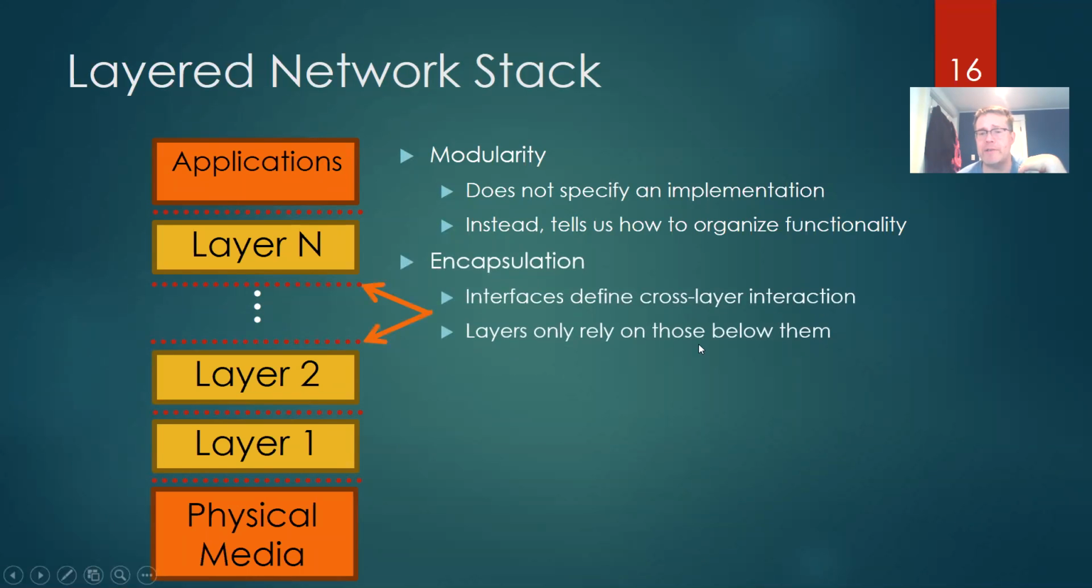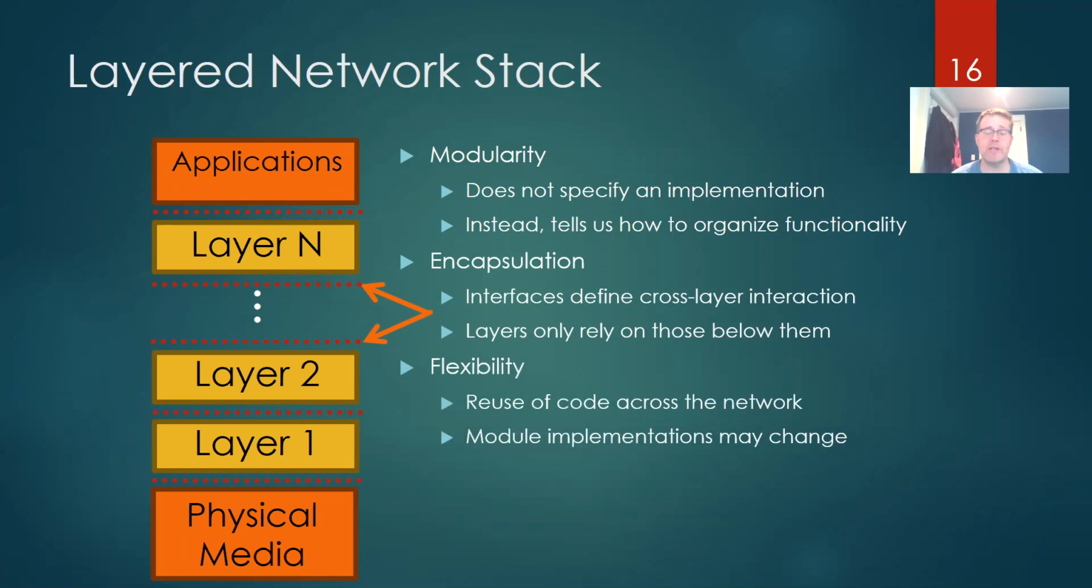So the interfaces define these cross-layer interactions, and they only rely on those below them. That means as long as layer N accepts the proper input and produces the proper output, that's all it has to worry about. This makes your system incredibly flexible because, number one, you can reuse your code across the network. You can pull out a layer and implement it somewhere else, and it's going to work the same way. It's going to accept the same input and produce the same output, so it doesn't matter what hardware it's running on.